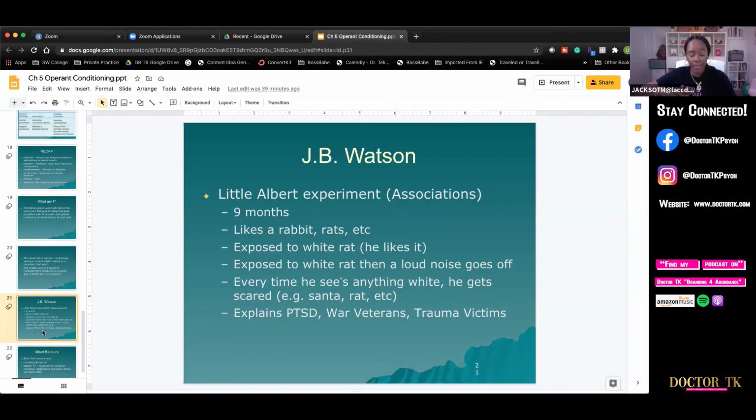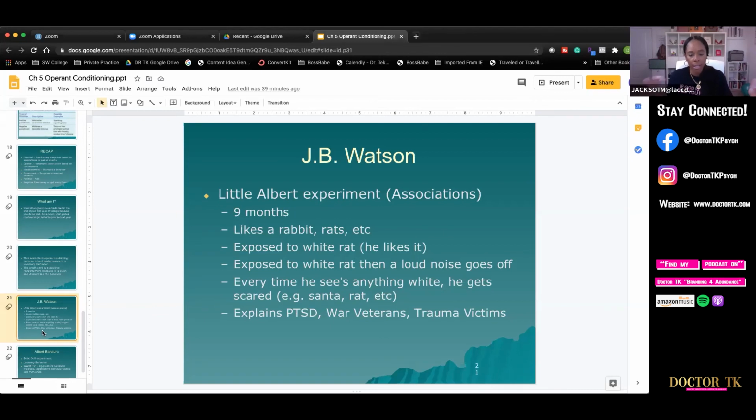Put a 1 in the chat box if this makes sense, okay? Put a 2 in the chat box if it does not. I'm petting the white little animal, a loud noise goes off, I jump. I'm 9 months old, I freak out. When I go home, my parents realize when it's Christmas that I don't like my dad dressing up as Santa Claus because he has a white beard. And the parent is like, what the heck?